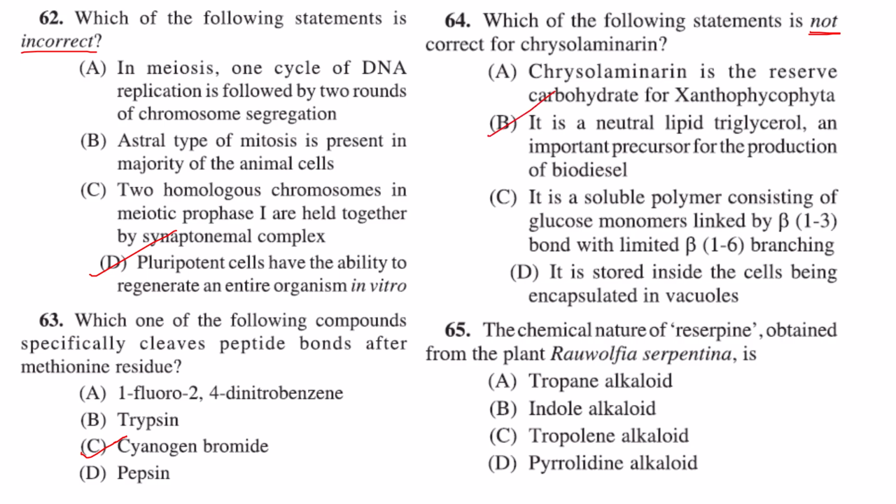It is a soluble polymer consisting of glucose monomers linked by beta-1,3 bonds and limited beta-1,6 branching. That is correct. It is stored inside the cells, being encapsulated in vacuoles. So that's also correct. Then next one, the chemical nature of reserpine obtained from the plant Rauwolfia serpentina. It is an indole alkaloid. Answer is option B.